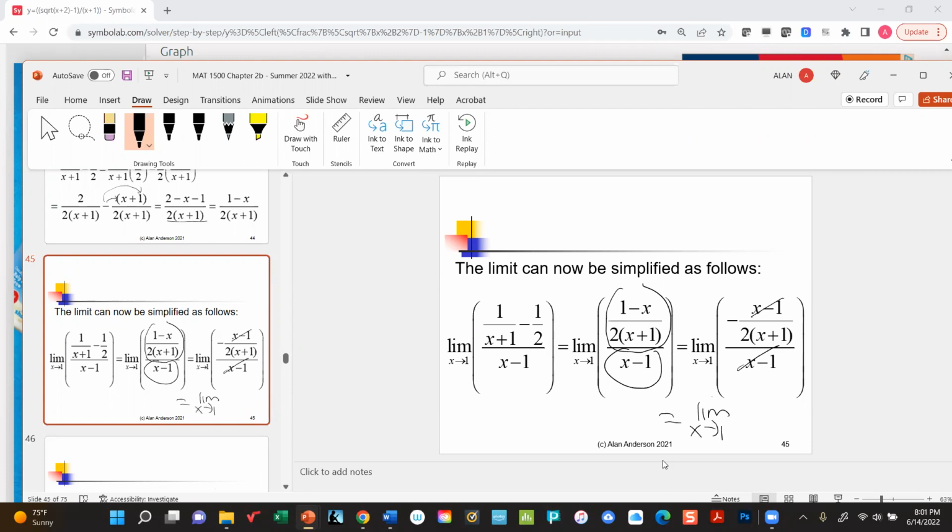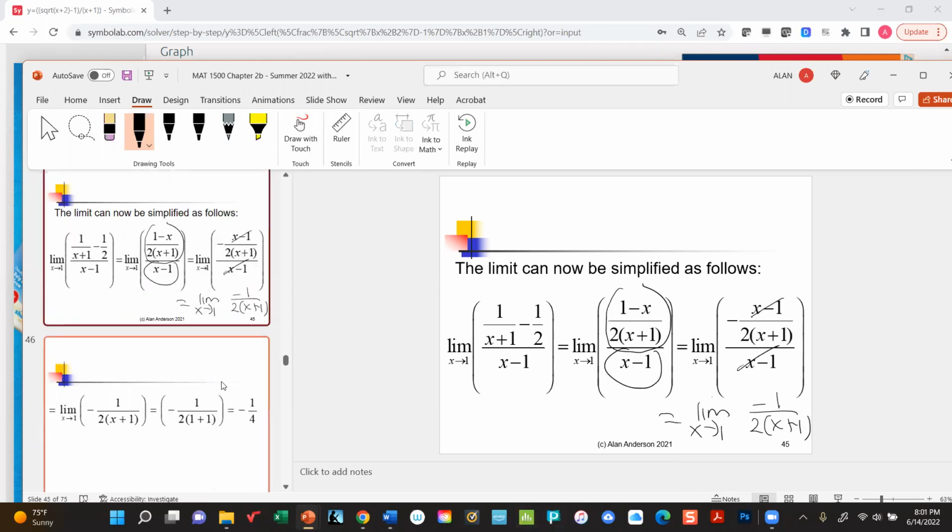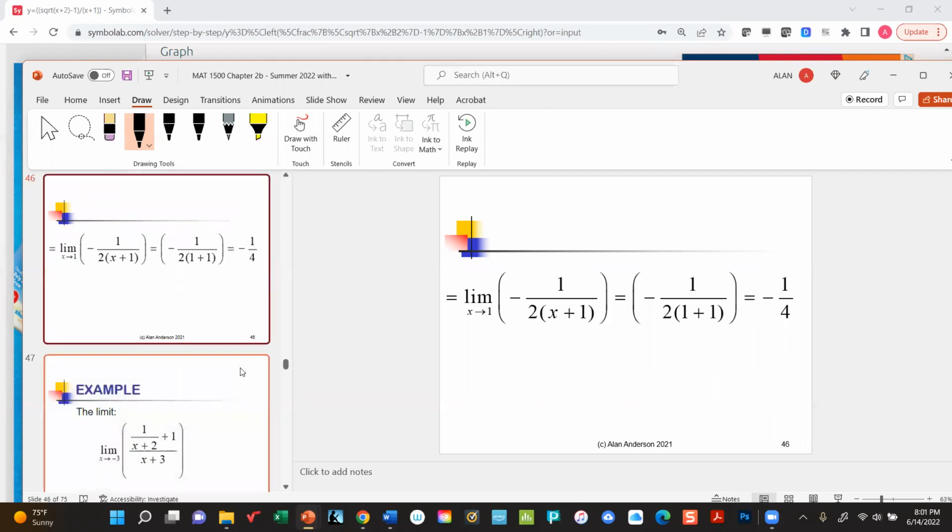So you basically have negative 1 over 2x plus 1. And now you can plug 1 in directly to this x without any difficulties because there's no possibility of division by 0. And when you do that, let me show you what happens on the next slide. Just plugging in the 1 means I've got negative 1 over 2 times 1 plus 1, or ultimately I have negative a quarter.